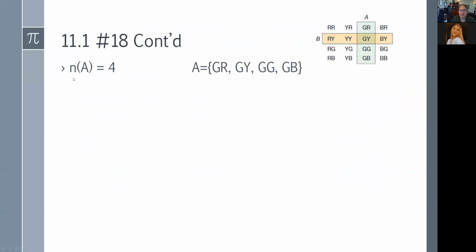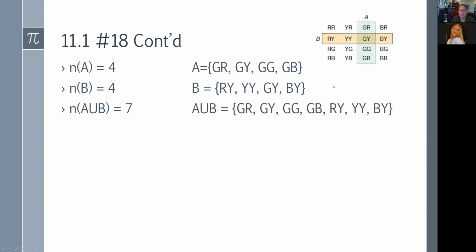Next, it says verify that the number of elements in event A is 4. And event A was getting a green on the first spin. And there are 4 different outcomes in that event. And then we need to verify that the number of outcomes in event B is also 4. And event B was getting a yellow on the second spin. And there are 4 of those. I've gone ahead and listed them. We can count them. There are 4.